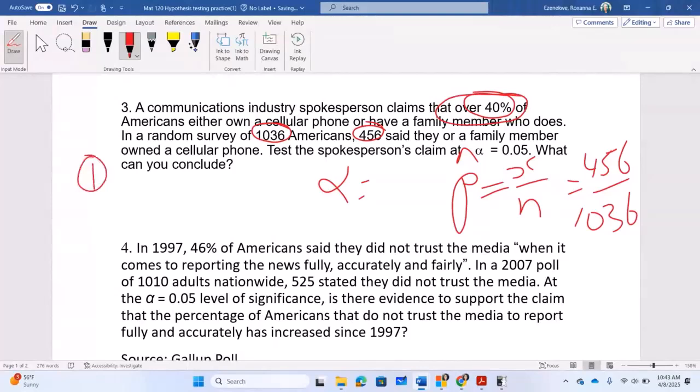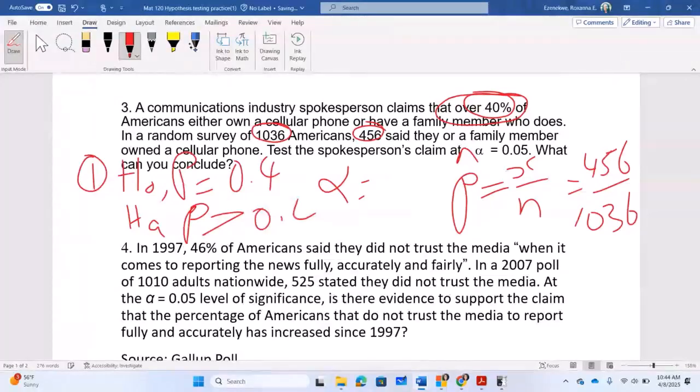Step 1 is identify the claim. So null hypothesis, the P is equal to 40%, 0.4. Alternative hypothesis for one tail right, P is greater than, because it's over, greater than. So this is only a one tail test. All right, so number 2, I'm actually going to set alpha as 5%, 0.05.